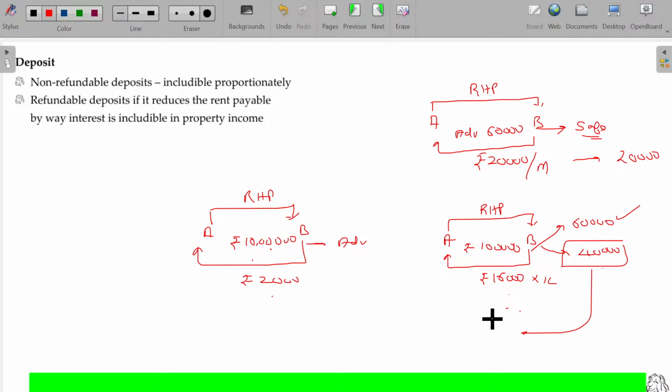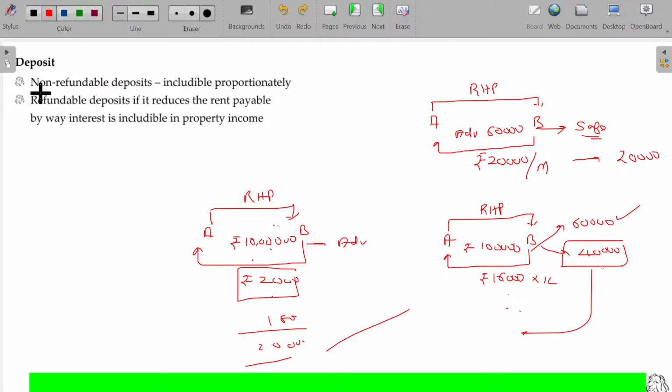Immediately, the income tax department says you charged only 2,000 because of the high amount you collected. You are enjoying the interest benefit. Because of the huge deposit, you have reduced the rental income. Otherwise, the rental income should be 20,000 rupees. I add that 18,000 rupees and I charge 20,000 as your rental income.